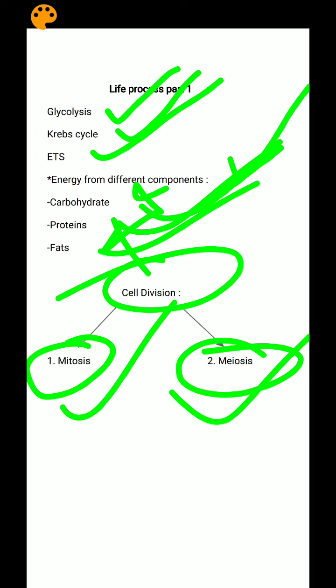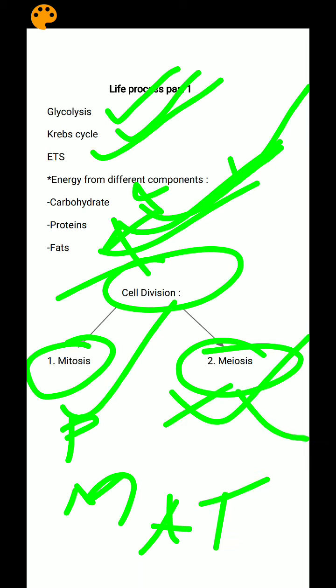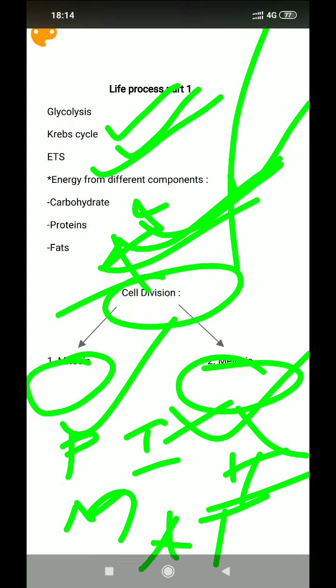Mitosis is divided into 4 phases: prophase, metaphase, anaphase, and telophase. Meiosis is divided into 2 parts: meiosis 1 and meiosis 2. Meiosis 1 contains prophase. Prophase has 5 stages: leptotene, zygotene, pachytene, diplotene, and diakinesis. And then metaphase, anaphase, telophase. And then meiosis part 2 has the same phases as mitosis. So these are all about life processes part 1.